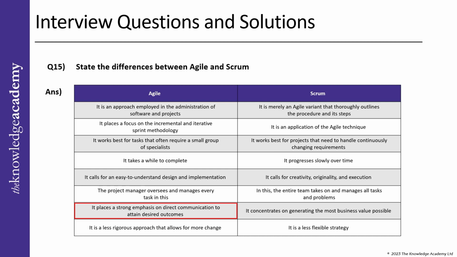Agile places a strong emphasis on direct communication to attain desired outcomes, while Scrum concentrates on generating the most business value possible. While Agile is a less rigorous approach that allows for more change, Scrum is a less flexible strategy.